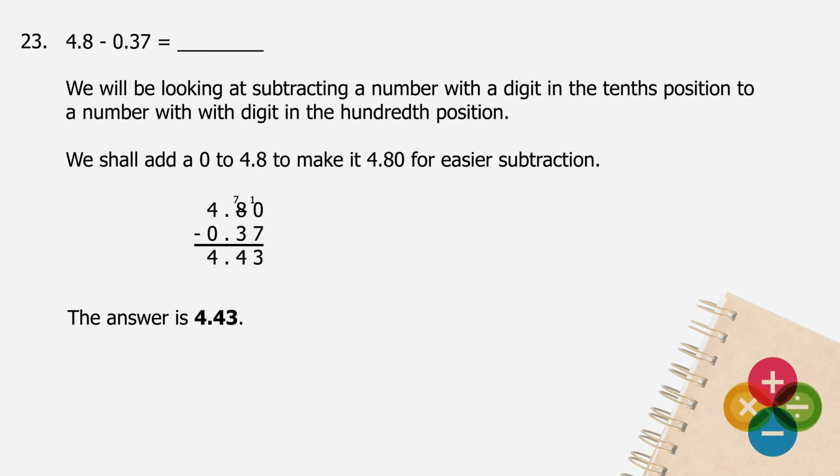Question 23. Subtract 4.8 from 0.37 and equal to. We will be looking at subtracting a number with a digit in the tenths position from a number with a digit in the hundredths position. We shall add a 0 to 4.8 to make it 4.80. Subtracting 4.80 from 0.37, the difference is 4.43. The answer is 4.43.